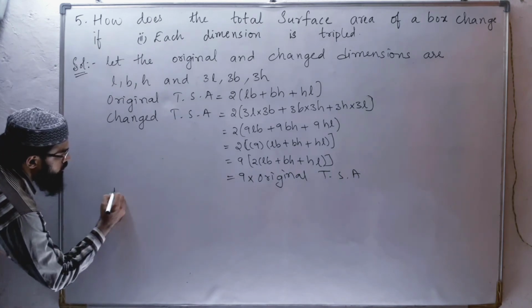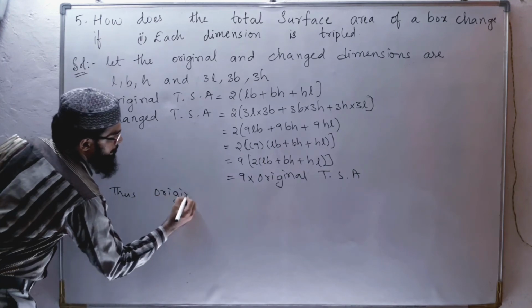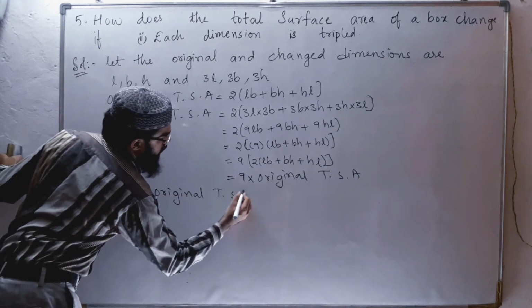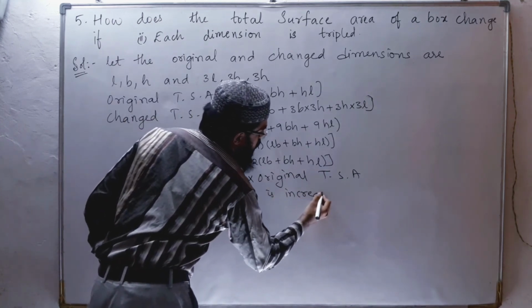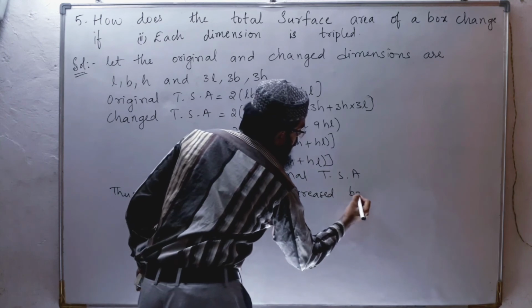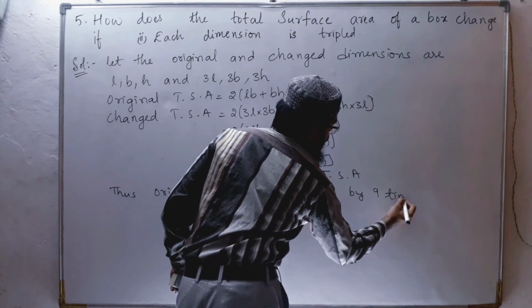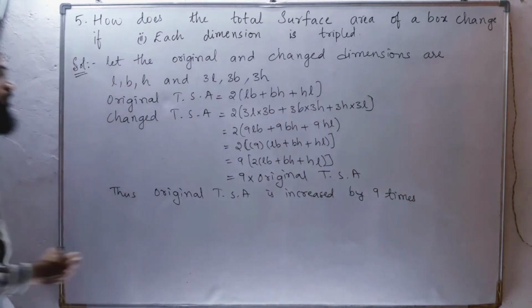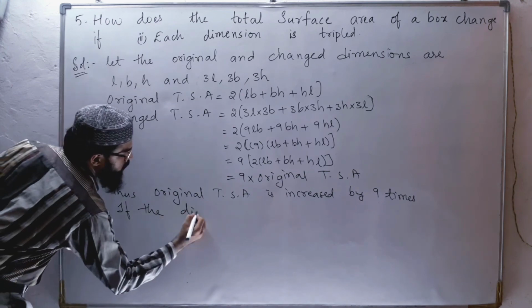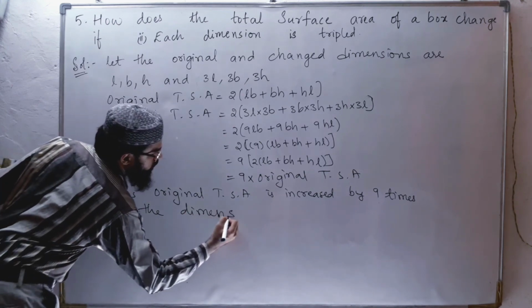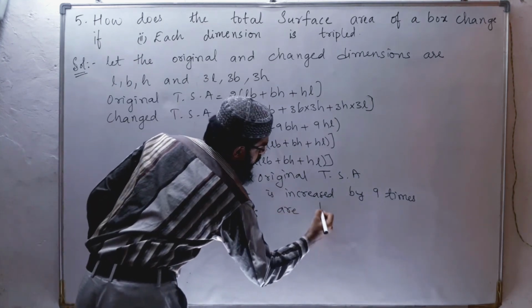So thus the original total surface area is increased by 9 times if the dimensions are tripled.